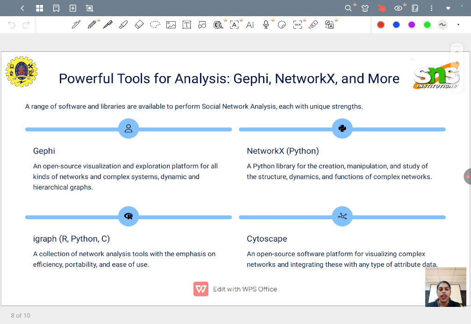Okay, next we will be seeing about the tools for SNA. We have several tools at our disposal. The first one is Gephi for interactive visualization. It is an open source visualization and exploration platform for all kinds of networks and complex systems, with dynamic and hierarchical graphs. Next is NetworkX in Python for programming-based analysis, and iGraph for efficient analysis across multiple languages, and we will be using Cytoscape, often used in biology but also applicable to general networks. Each tool offers different strengths depending on the task.